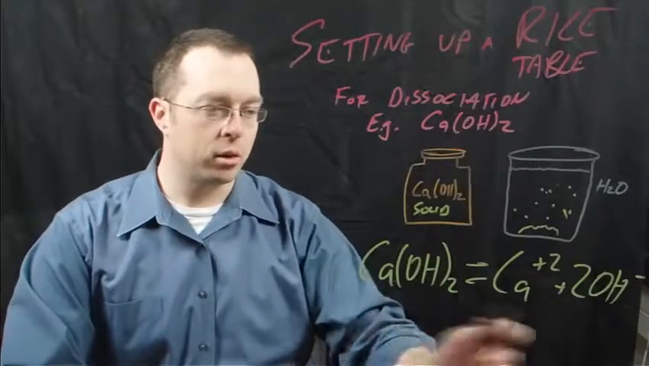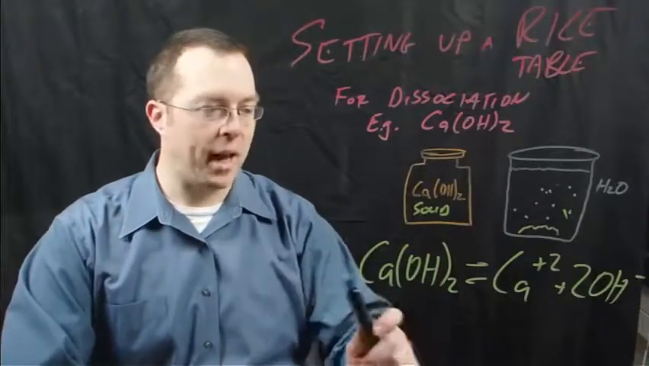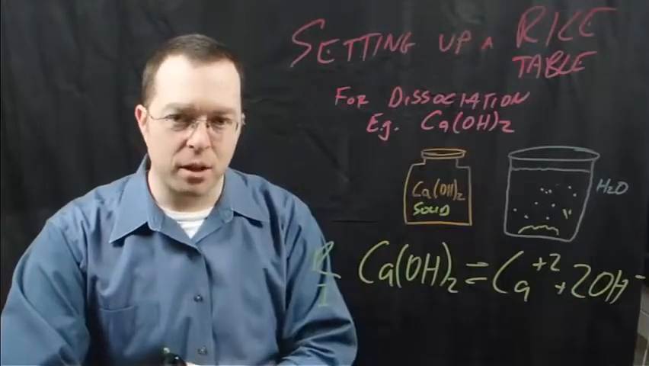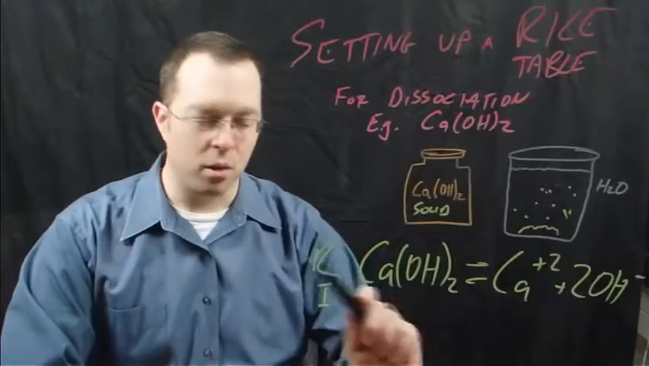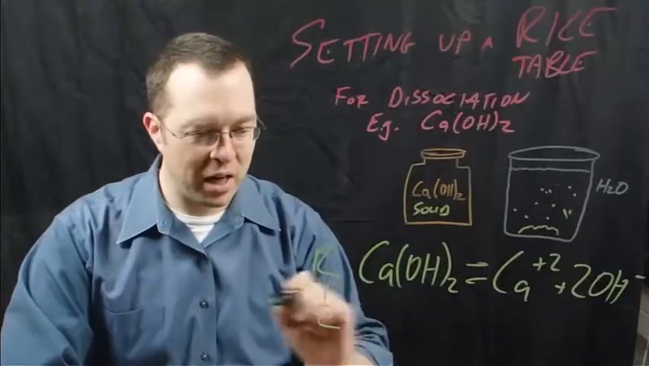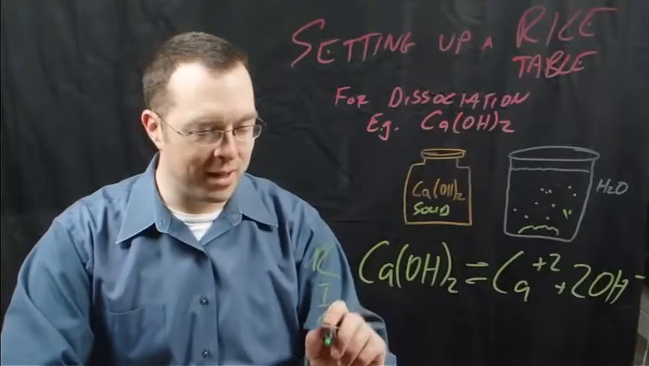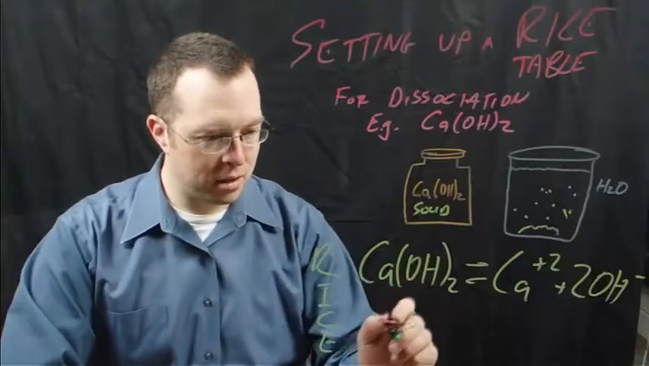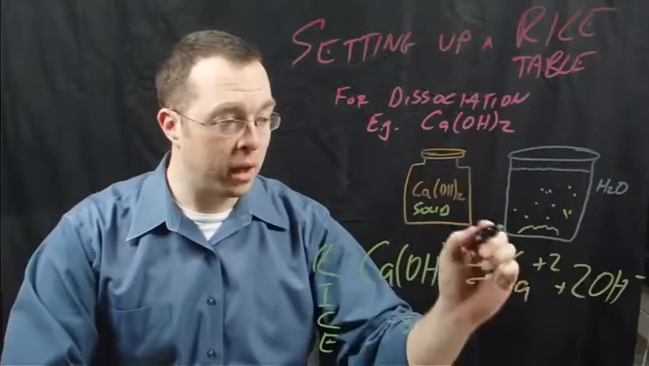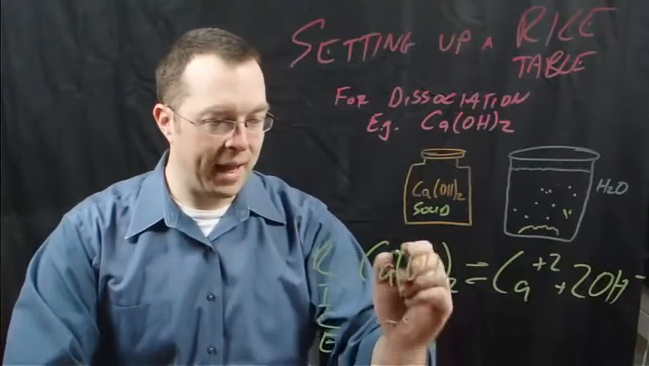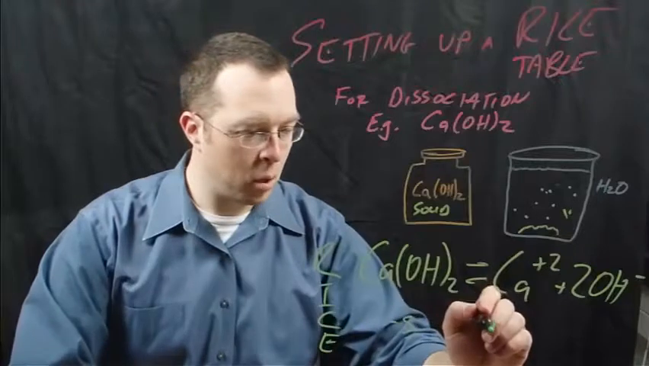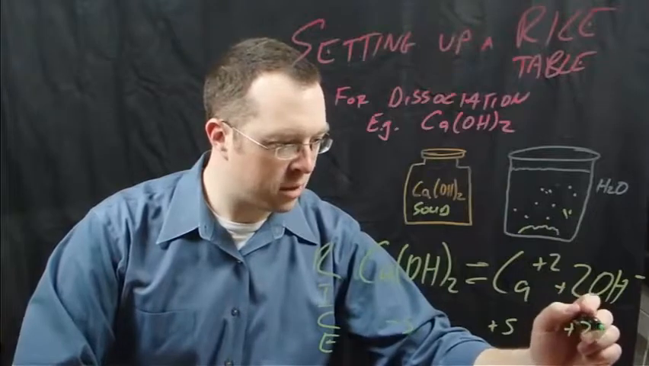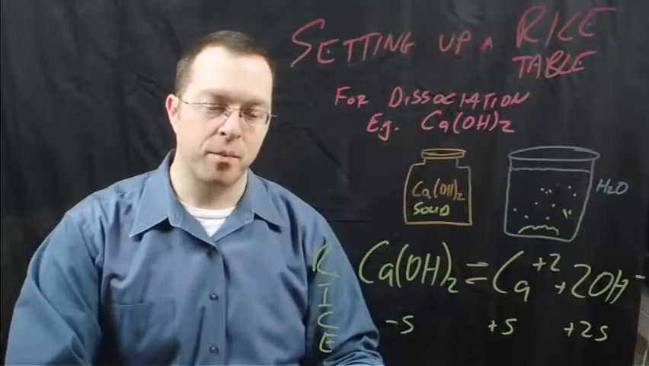So step 1 in your rice table is just getting this reaction ready to go. The initial, here's the secret on the rice tables: the initials are going to be 0. We can sort of skip this. The change is the row that we are interested in, and it's going to be the same thing as the ending row. And here's the way it goes. Some of these molecules break apart and turn into these guys. And so if S calcium hydroxide split apart, we gain S calcium ions, and we gain 2S hydroxide ions.